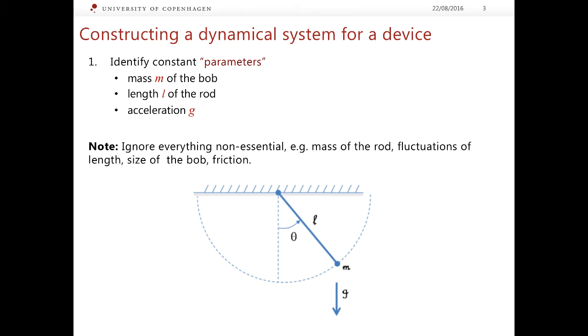And in this situation, it is worth ignoring tiny fluctuations of the length of the rod, assuming that L is a constant. Also, we assume that the size of the bob is very small as compared to the length of the rod, so we ignore it. It might also make sense to ignore friction force, which of course is always there, but suppose we do not take it into account in the first approximation.